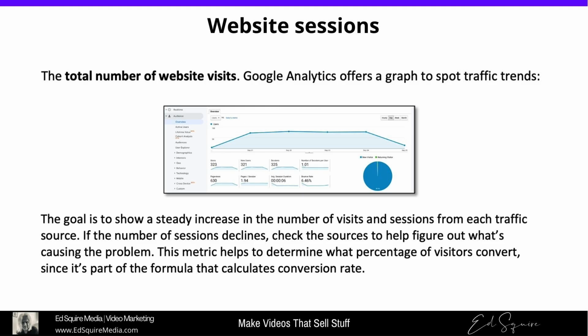Number one, which is actually number 9, is website sessions. So this deals with my website, and it could also deal with any platform that you're using. But this is focused on websites. It's the total number of visits, and Google Analytics offers a graph to spot traffic trends.